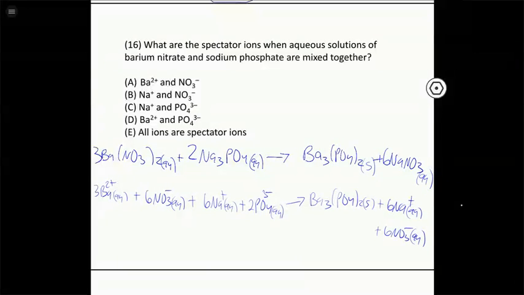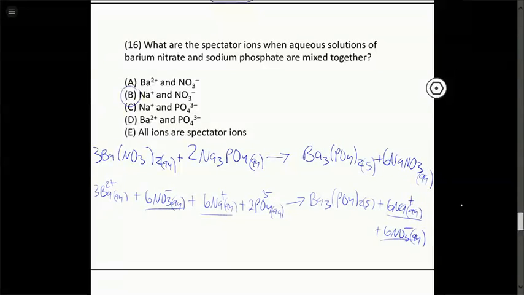And then the spectator ions are the ones that occur on both sides of the total ionic equation, the ones that cancel out if we were to write the net ionic equation. So we have 6 NO3- on both sides. We have 6 Na+ on both sides. So those are going to be the 2 spectator ions, which makes choice B correct.